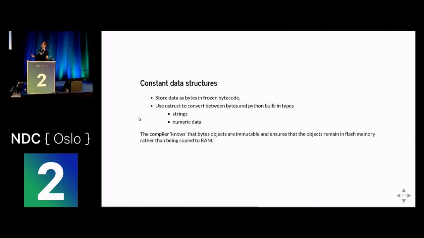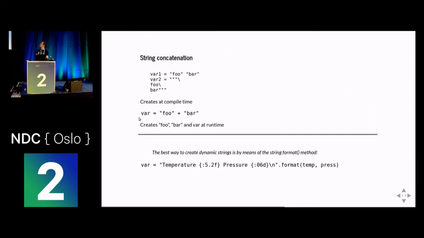The same thing applies if you have a lot of constant data, like a file or stream. You can compile that as frozen bytecode and read it directly from flash, which is nice. So here, in this first case, you specify two strings at runtime and a third string that does the concatenation. If you do this instead, the compiler is just going to turn it into bytecode.